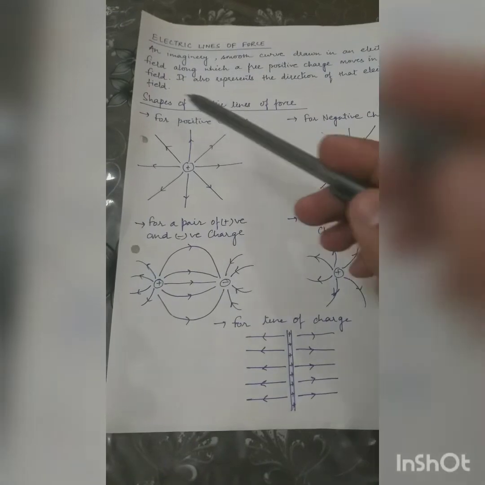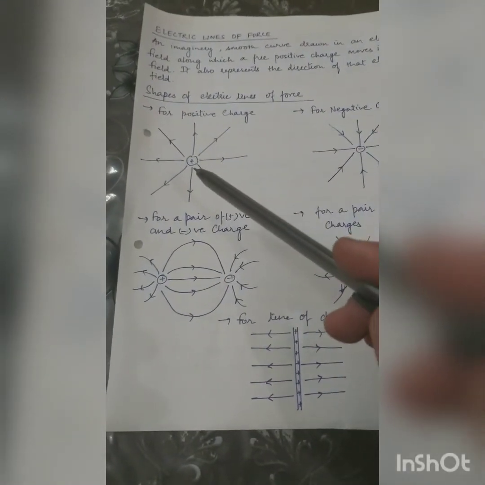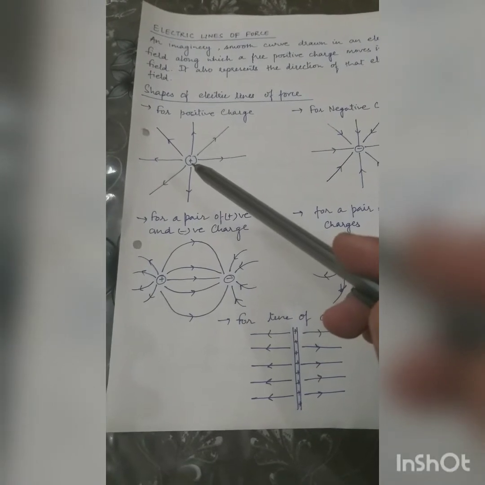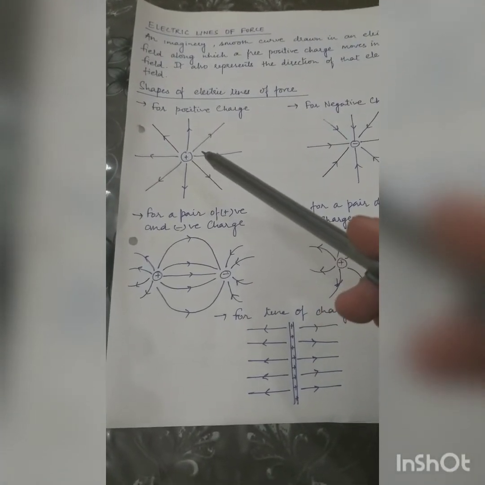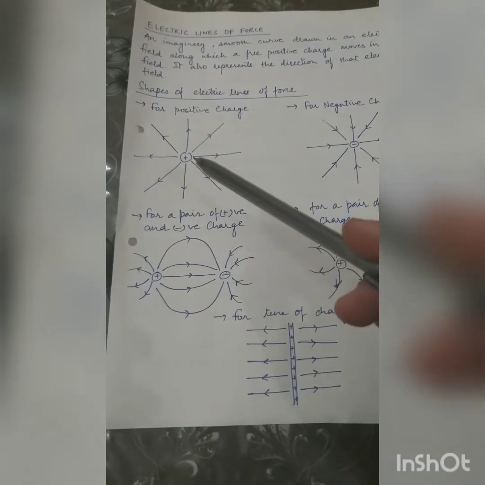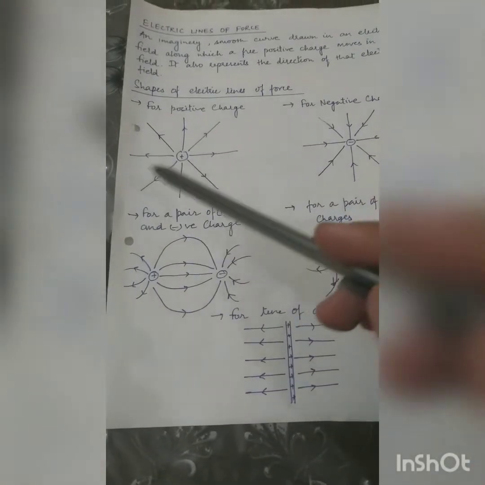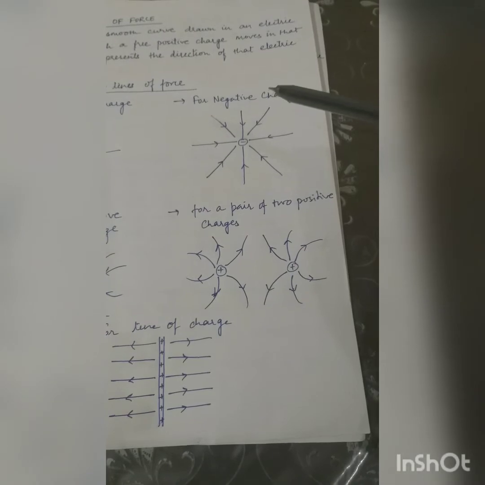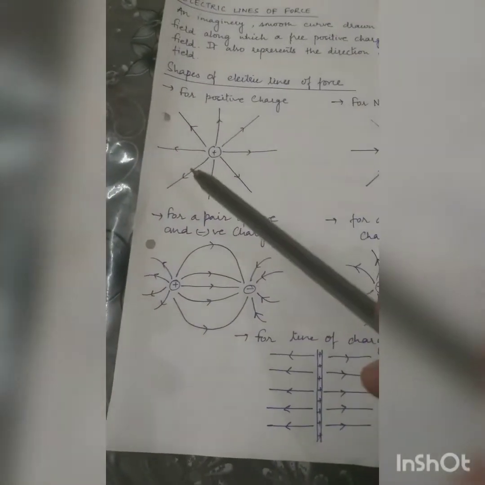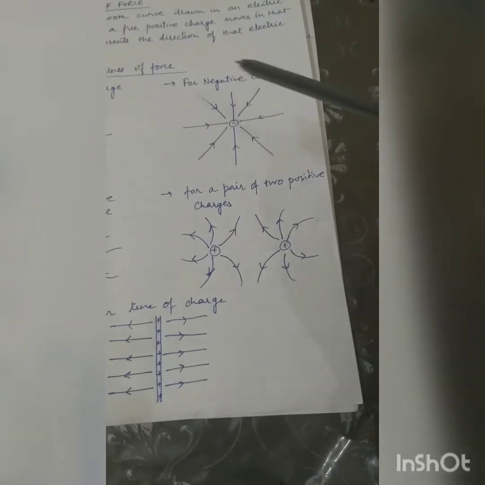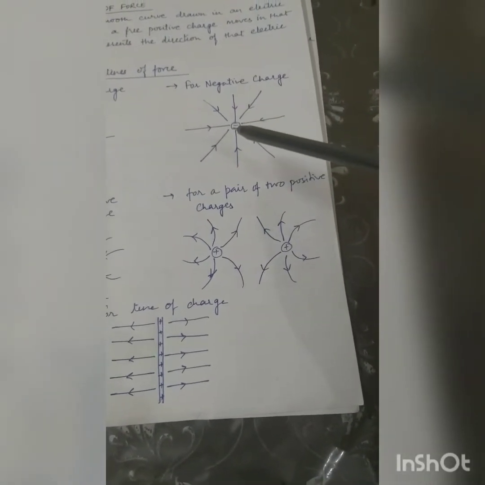So first of all, for positive charge, suppose we have an isolated positive charge. So the shape of electric field lines due to that positive charge will be like this. All the field lines are coming out from the positive charge like this, as shown in the diagram. Similarly, for a negative charge, the shape of lines is again the same, but the basic difference between these two diagrams is the direction of arrows on the lines. All these lines terminate at the negative charge.